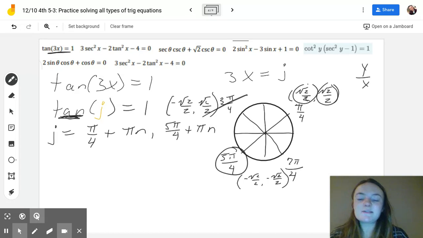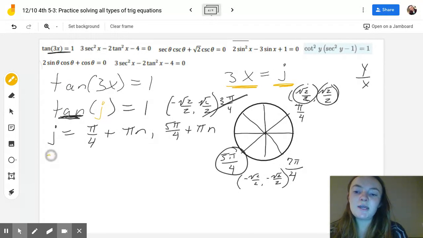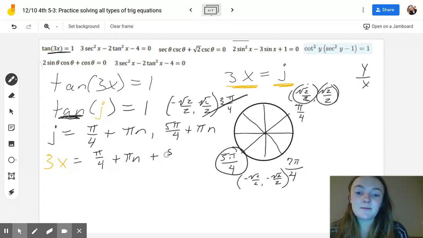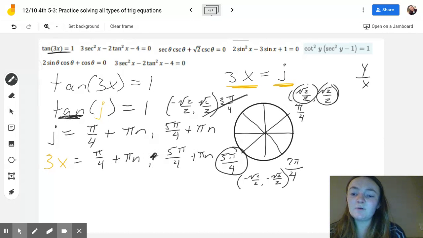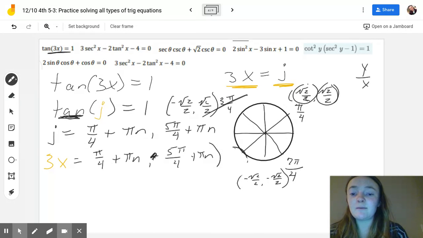You might think that this is the answer here, but remember that we're solving for x, not solving for j. So the very last step is to replace j with what it is. j is 3x, so 3x is equal to pi over 4 plus pi n, comma, 5 pi over 4 plus pi n. In order to solve this completely, I'm going to divide everything by 3. Another way of saying that is I could multiply everything by a third.